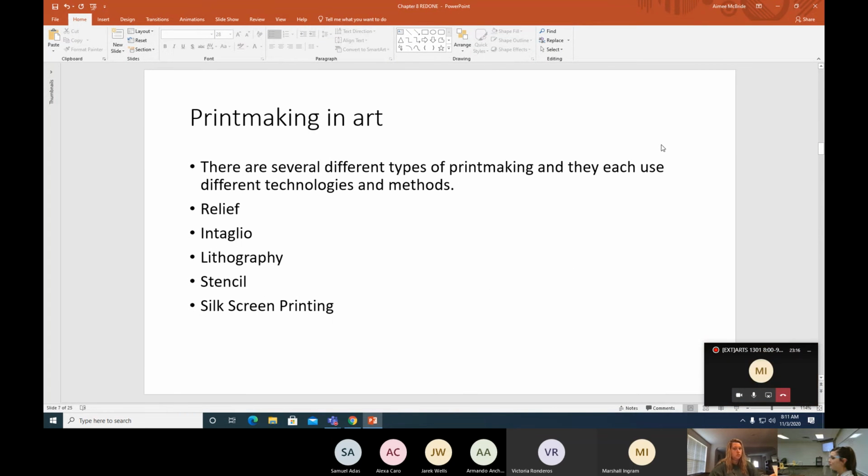So different printmaking that we're going to be covering today. We're going to be going over relief prints first. Those are the most basic and the first ones that were used, followed by intaglio, lithography, stencil, and silkscreen printing. Stencil and silkscreen are the most modern. And the one thing that they have in common is that they are used to make copies.